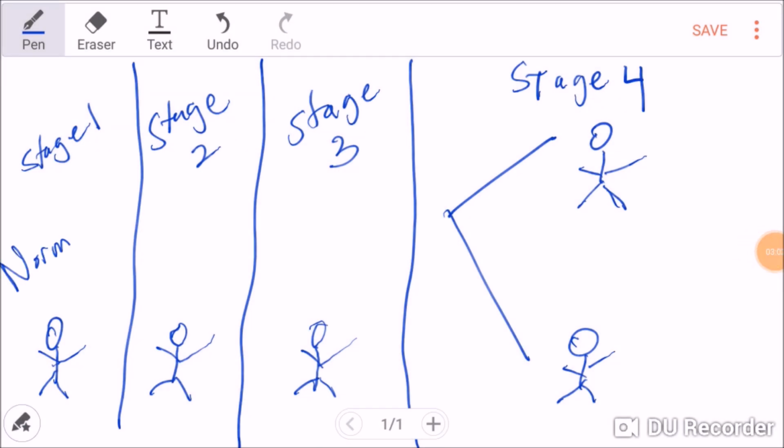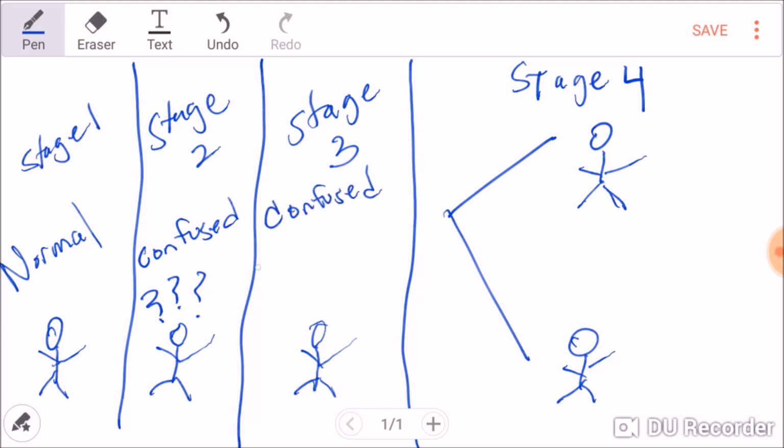So you have different stages now. In the first stage, you're normal. In stage 2, you begin to get confused. You're saying, what the heck is going on? Then there is stage 3. Not only are you confused, you start getting paranoid because you're being stalked and harassed. So now you're saying what the heck is going on? And now you think everybody's against you.